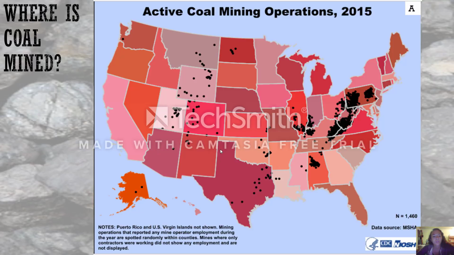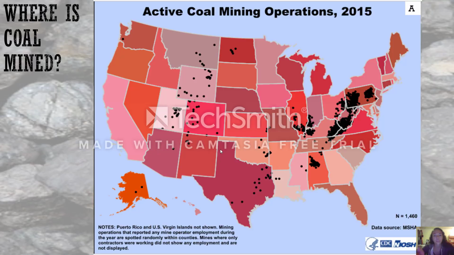So, coal can be found on every continent. However, the United States has the largest supply of coal on the planet at 260 billion tons. Here you can see a map of the active coal mining operations in the United States as of 2015. About 1/8 of the country lies over coal beds, and coal can be found in 38 of the 50 states.